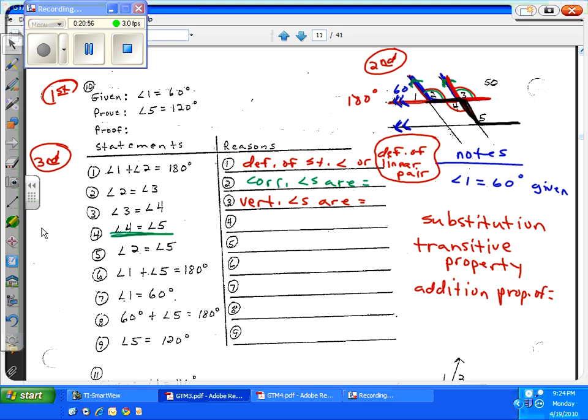So you can see that to be able to do proofs, you have to have a process that you understand, but you also have to know verbatim every definition, postulate, and theorem that you've ever learned in mathematics. Okay.